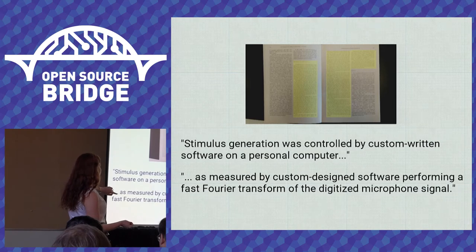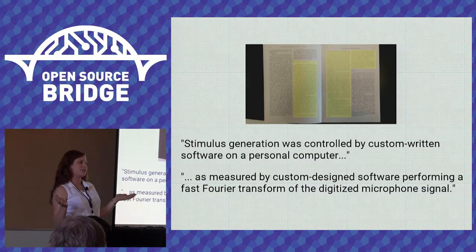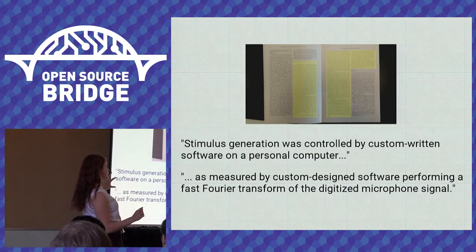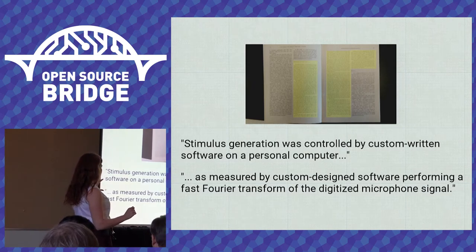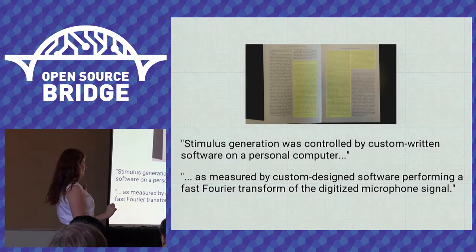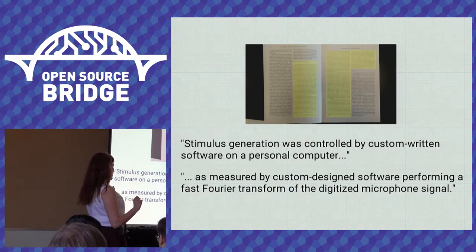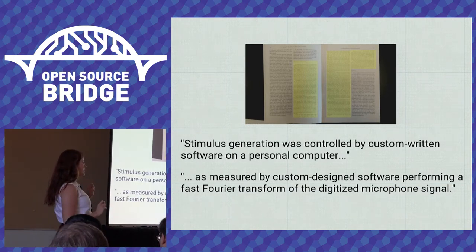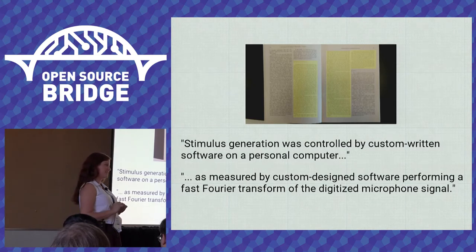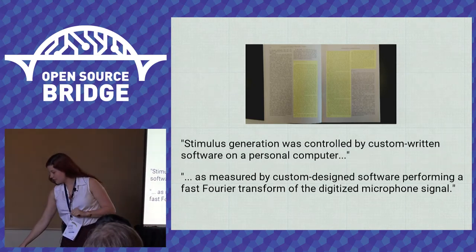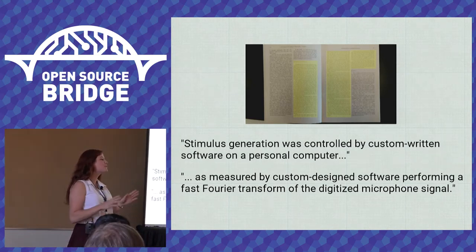And these are a couple of sentences that have anything to do with the software. These are the only sentences that talk about software or where you can get it, i.e., they don't tell you where you can get it. It is not posted online anywhere. It is basically just mentioned that there is some custom-written software somewhere.